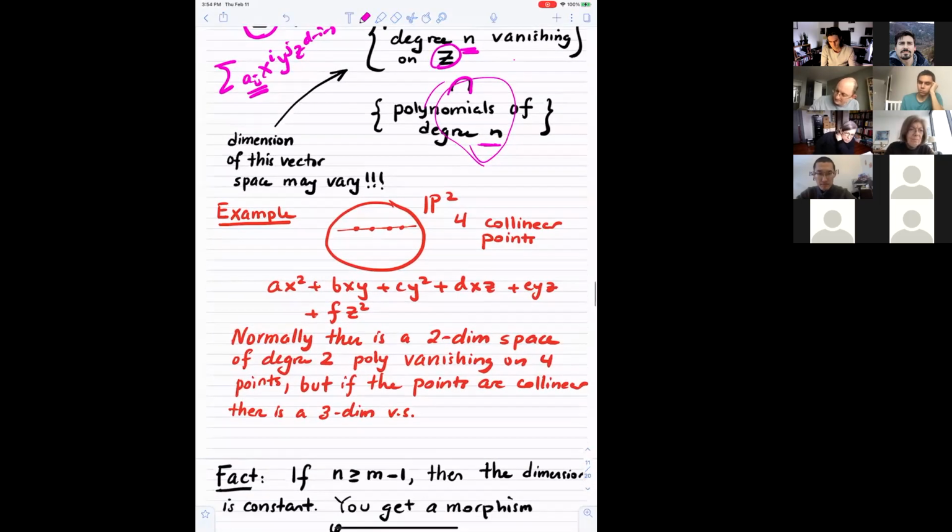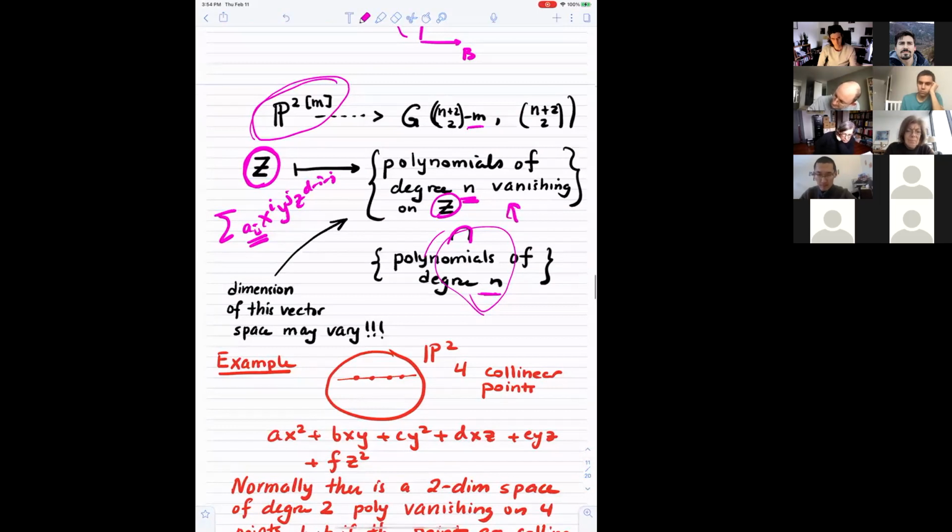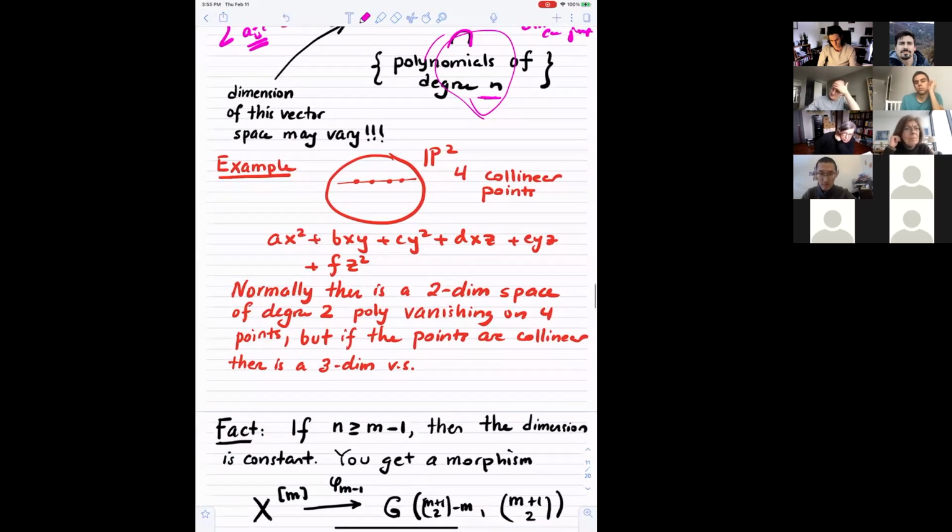This map does not have to be defined always. The problem is that the dimension of this can jump around, meaning that the matrix that you get by putting in these M points might not have full rank. Just to give you an example, suppose that you have 4 points in the plane, and you talk about polynomials of degree 2. Polynomials of degree 2 form a 6-dimensional vector space. If they are going to vanish on 4 points, typically there is a 2-dimensional vector space of degree 2 polynomials vanishing on 4 points.